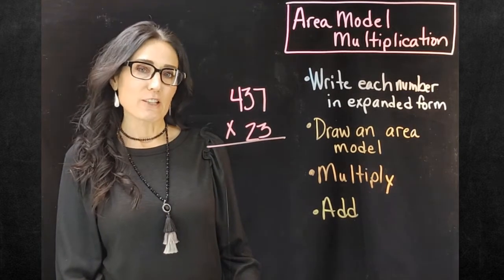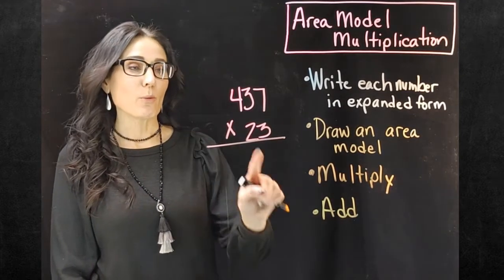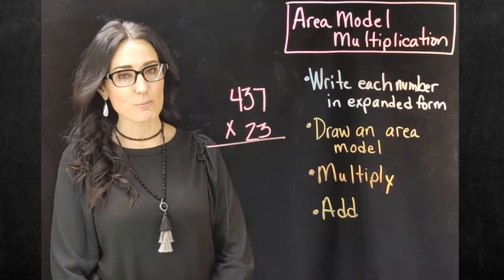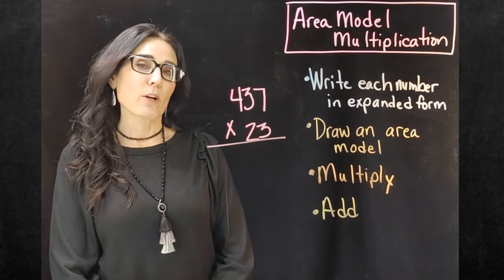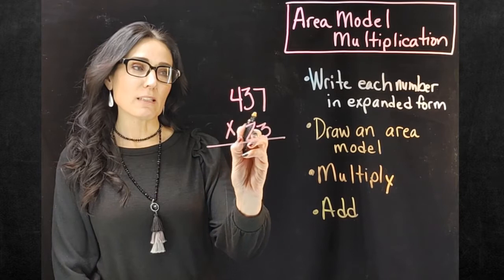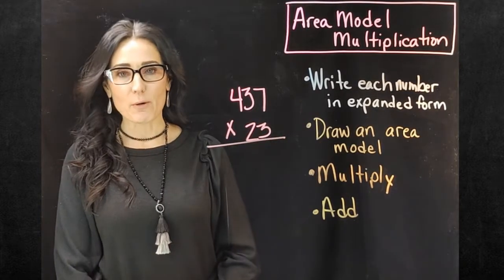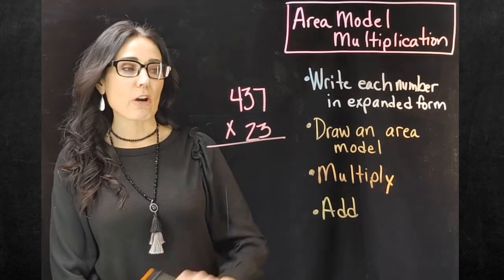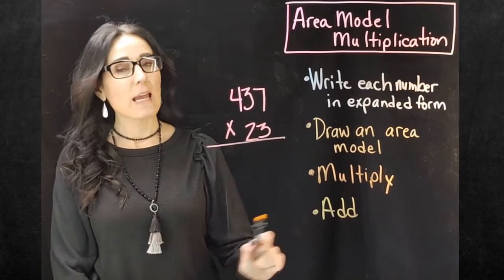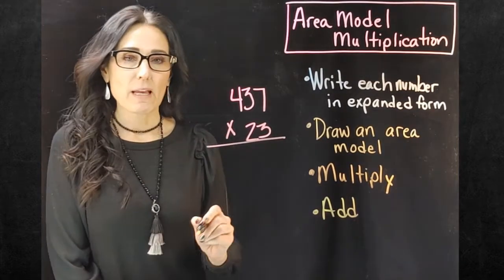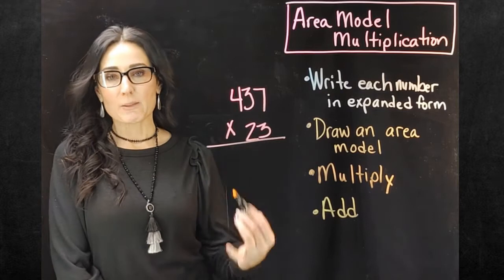So now let's go ahead and use a multiplication with an area model with 3 by 2-digit multiplication. So we are going to take each one of these numbers and write them in expanded form. Then we're going to create our area model, multiply, and then add. So let's go ahead and create our area model and expand our numbers.